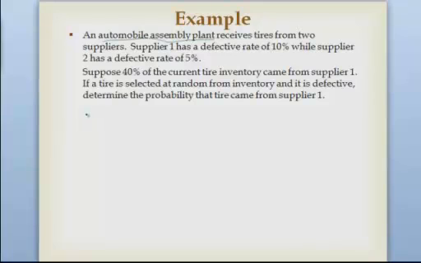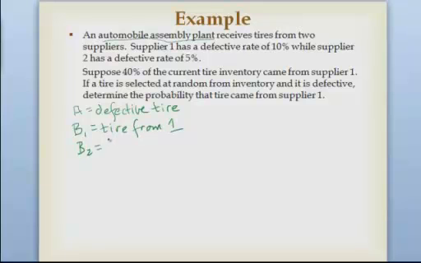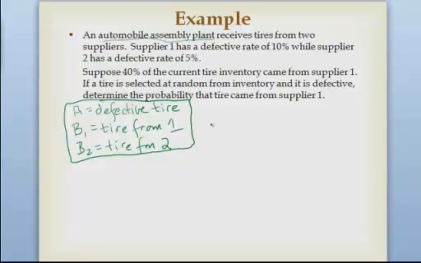So the first and probably the most difficult issue involved in this is figuring out what our events are. So I'm just going to lay out the events. We're going to say that event A is that it is a defective tire, and event B1 is that it is a tire from supplier 1. B2 is, you guessed it, it's a tire from supplier 2. So these are our events, and being able to appropriately label events actually gets you halfway to where you want to get.